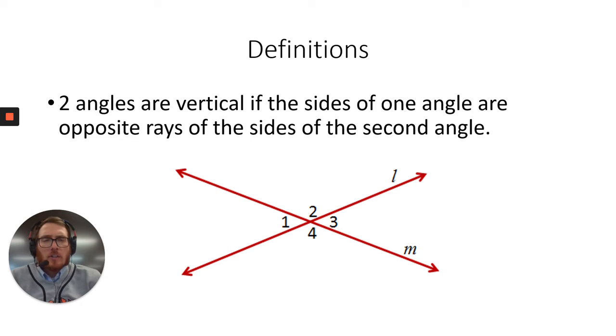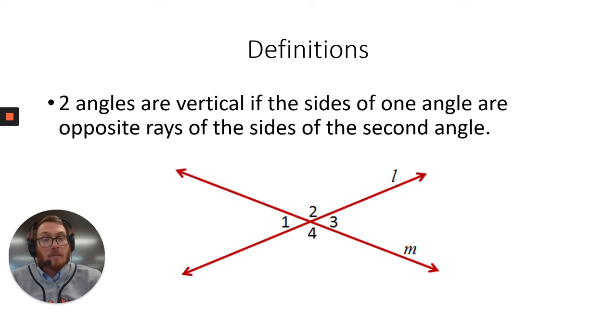Another definition that you need to know is dealing with vertical angles. So two angles are vertical if the sides of one angle are opposite rays of the sides of another angle. So if you look at this example here, we have these two lines or four rays that intersect at this middle spot. Angles 2 and 4 would be considered to be vertical angles, and angles 1 and 3 are also vertical angles. So notice they go kind of in opposite ways of each other.